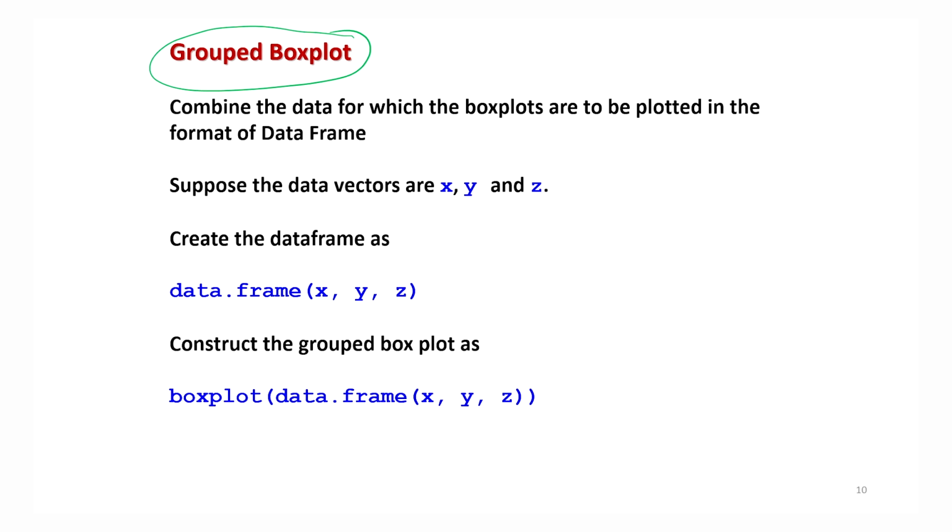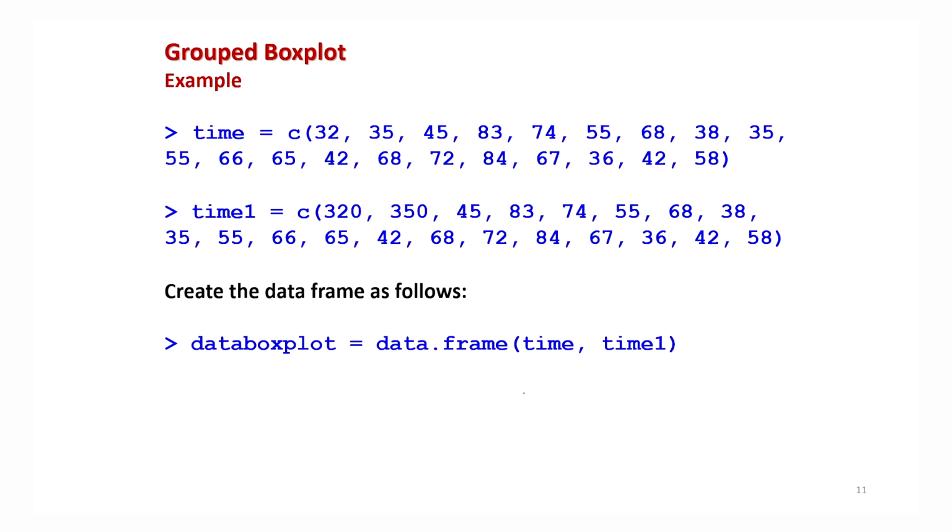I know that if I have three data vectors x, y, z, then using the command data.frame with x, y, z inside the parentheses, I can create a data frame. Now, using this data frame, you can create the box plot, where essentially you have to replace the data vector x by the data frame. So if I write boxplot, the same command, and inside the parentheses the data frame, you will see the group box plot of x, y, and z.